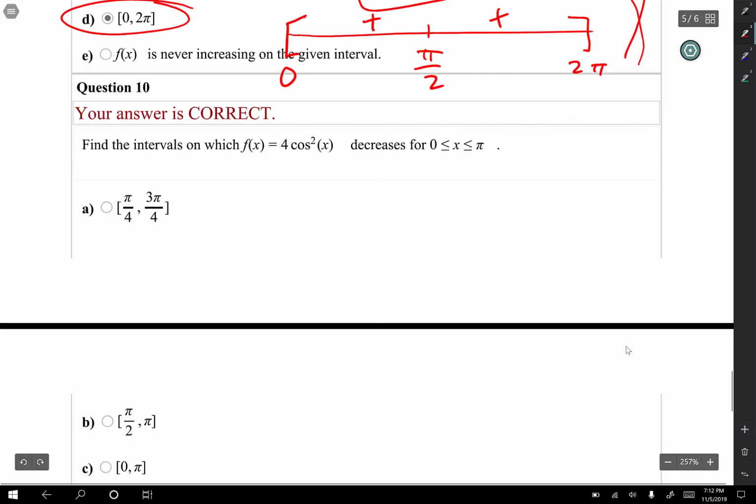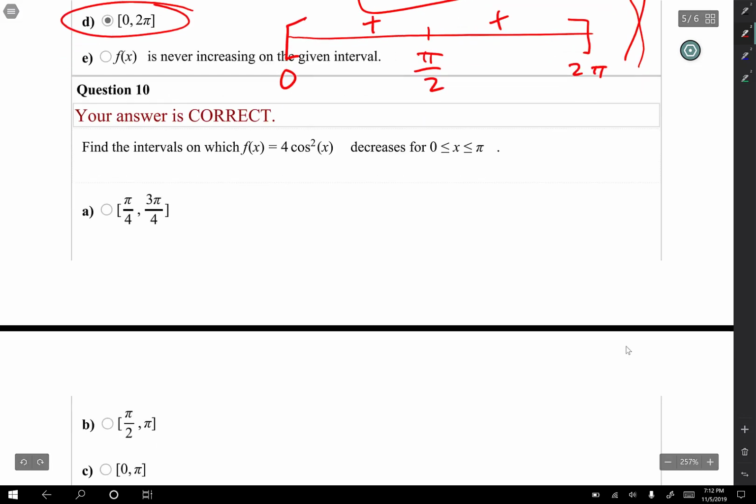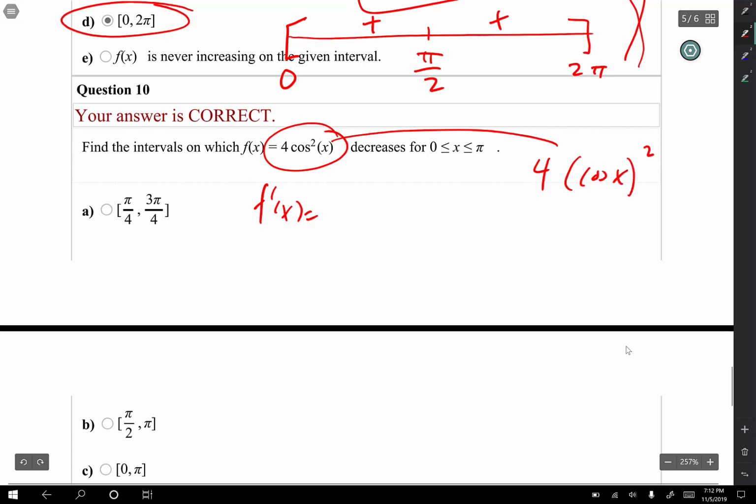Yeah. So find the intervals in which this expression is decreasing. So let's take a derivative. F prime of x is equal to, before I do that, guys, that is the same thing as 4 cosine x squared. So here we go. 4 times 2 is 8 cosine x, and the derivative of cosine x is a negative sine x. So there it is. Negative 8 cosine x sine x.